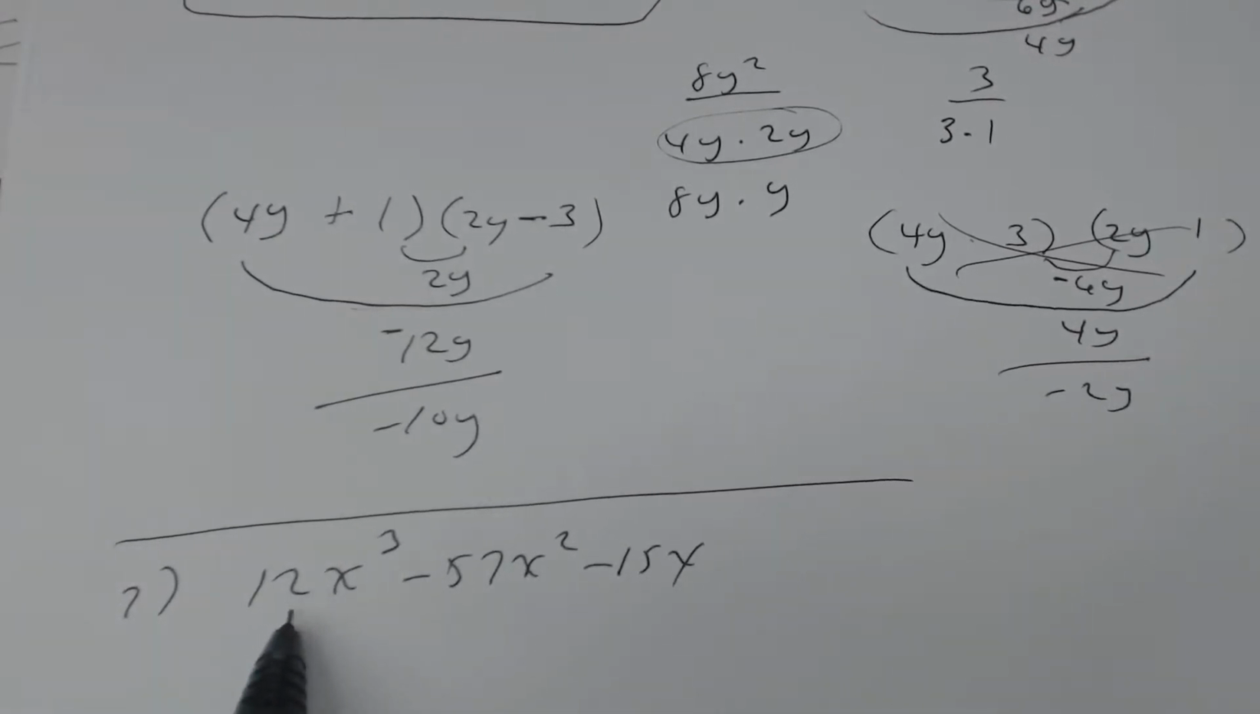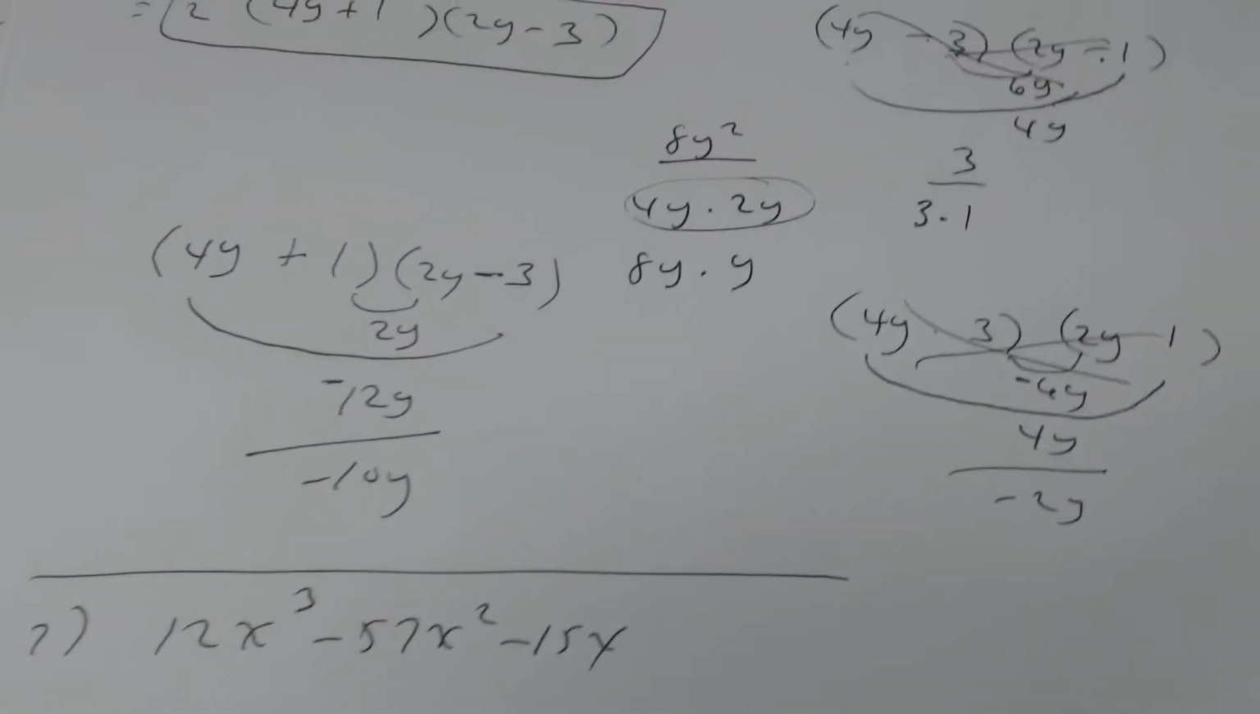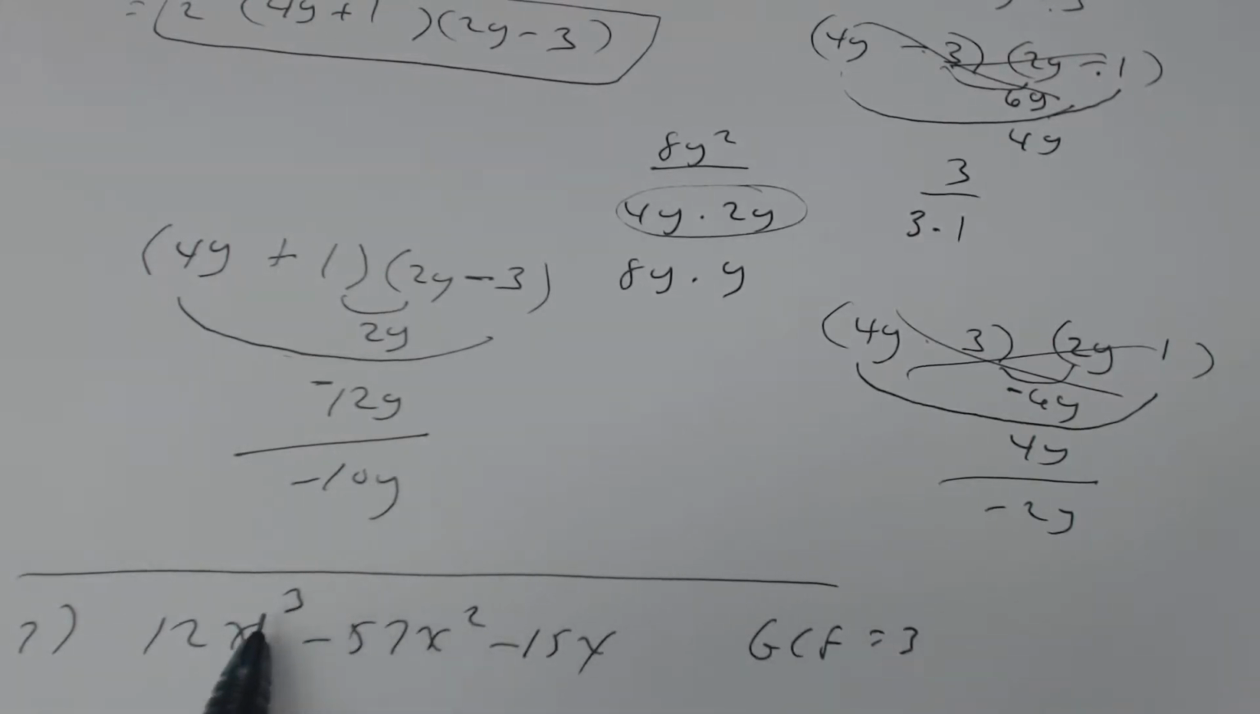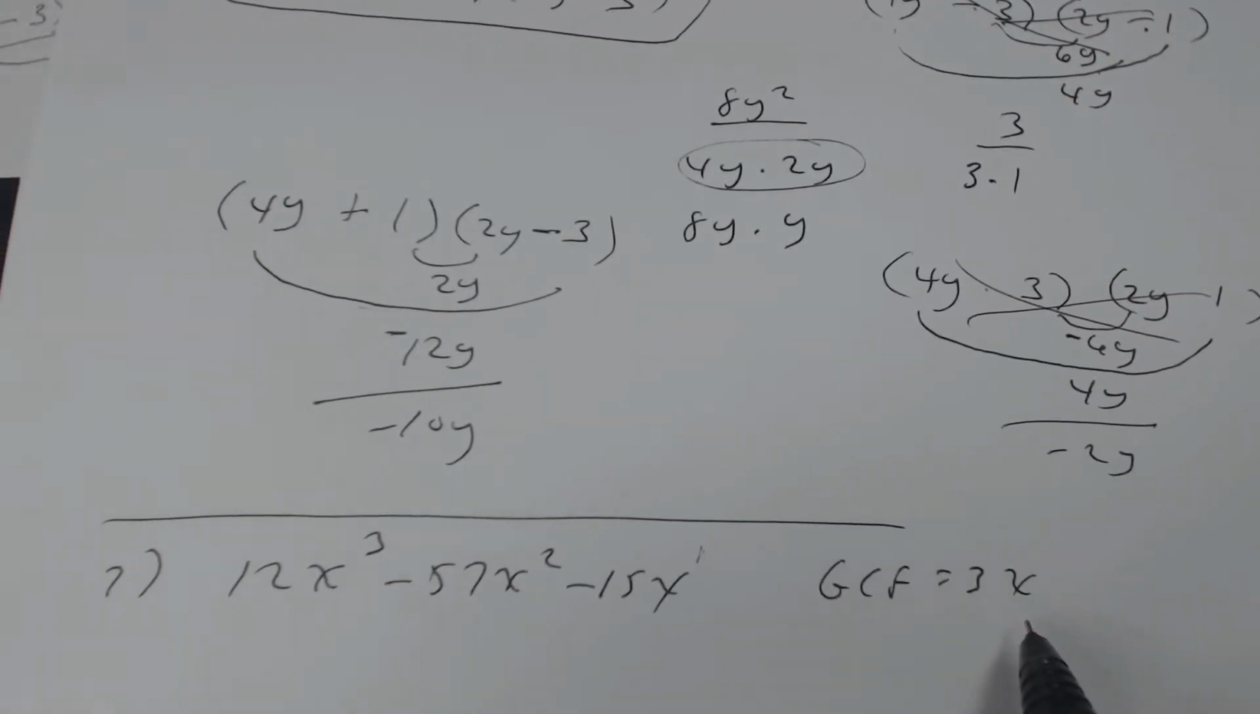So 3 goes into 12, 3 goes into negative 15, and 3 goes into negative 57. So it looks like so far my GCF is 3. And if you notice, there's an x in every term. So I'm going to have x here, but how many factors of x do I need? This is 3, this is 2, this is 1. So you're going to need 1 factor of x. You always use the smallest exponent. So there's my GCF. My GCF is 3x.